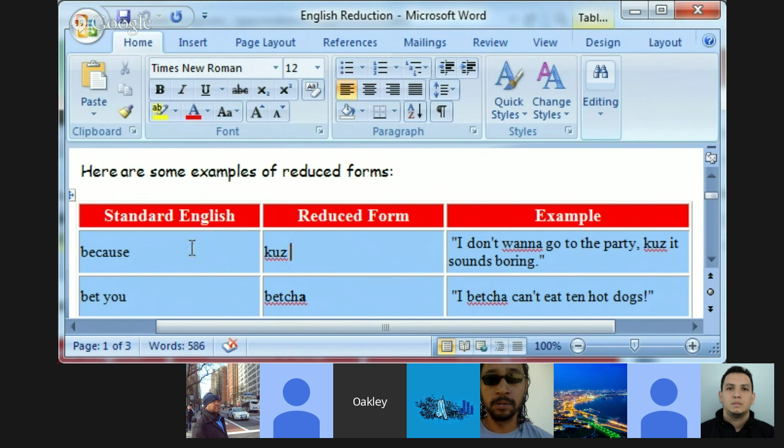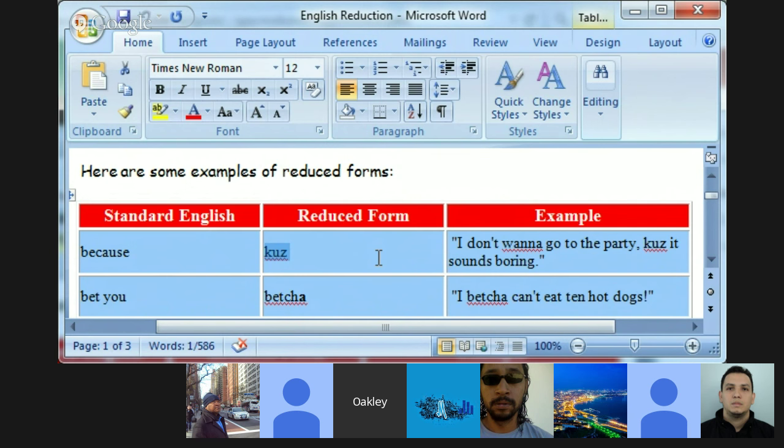Mustafa, because, the reduced form: cuz. Okay, I might add that cuz is also a reduced form for cousin. You might call your cousin cuz. Hey cuz, especially when you address them. Hi cuz, how you doing today?